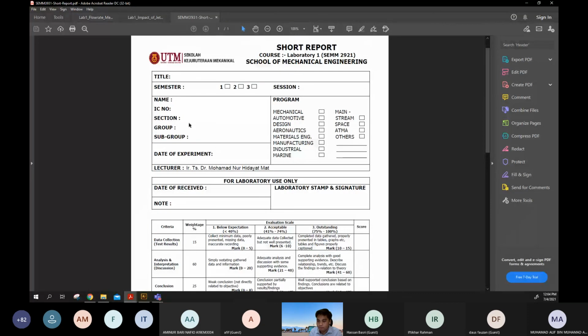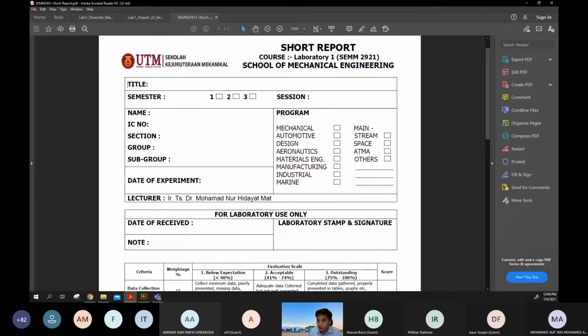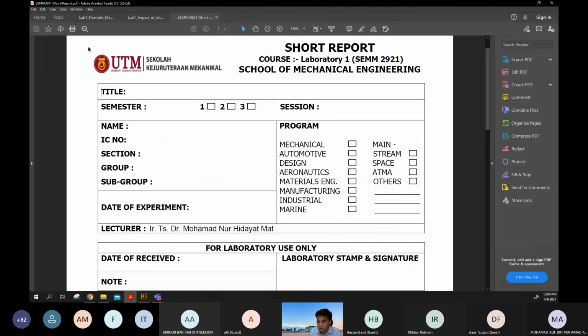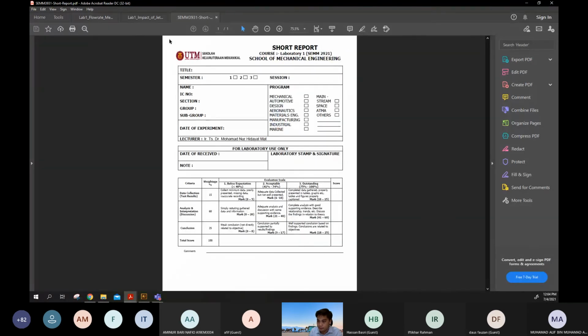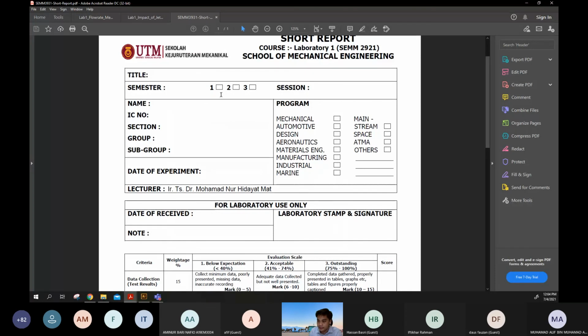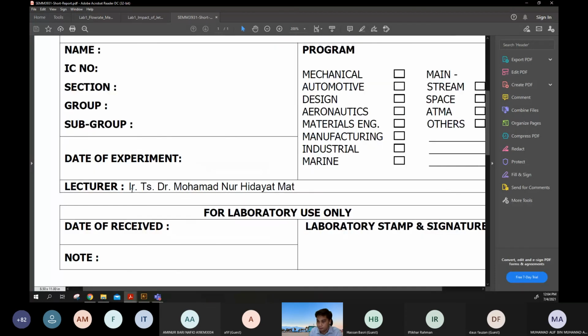For your submission, please include this cover page. Short report cover page. Where to get it? Please look at the website. Under the lab 1, then you can have this short report. Please attach it together as the front part. You need to fill out the title, your semester, your details, the experiment, and my name.